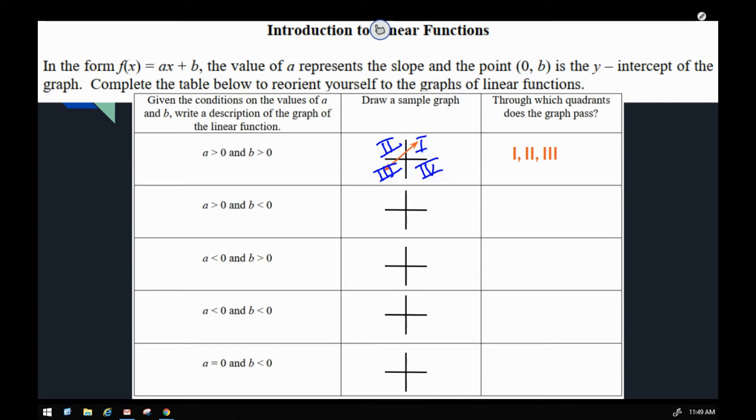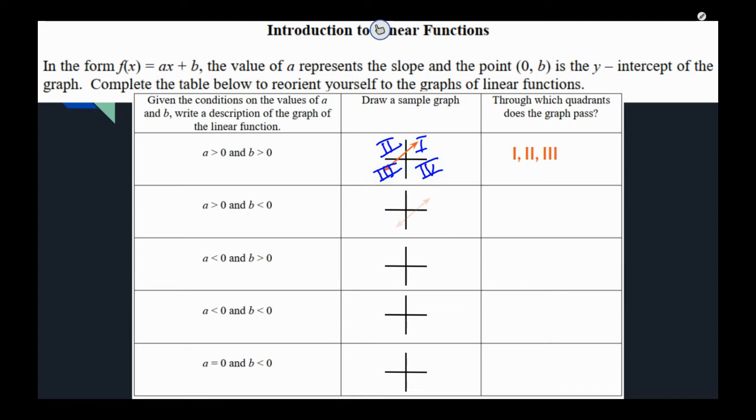Okay, so if your slope is positive but your y-intercept is negative, where's your graph going to be? Below the x-axis, but still going up from left to right. So which quadrants are we in this time? 1, 3, and 4. Okay, go ahead and do those next 3.